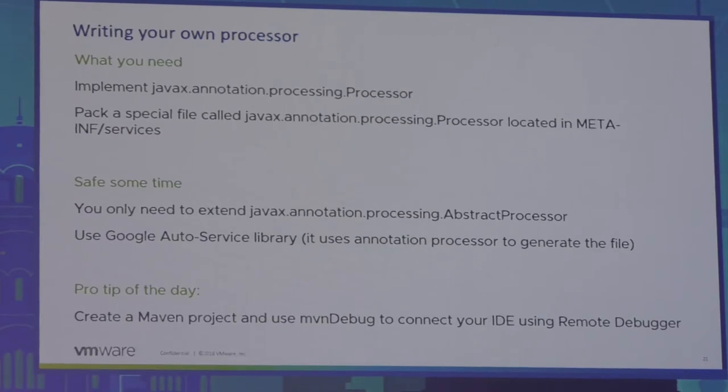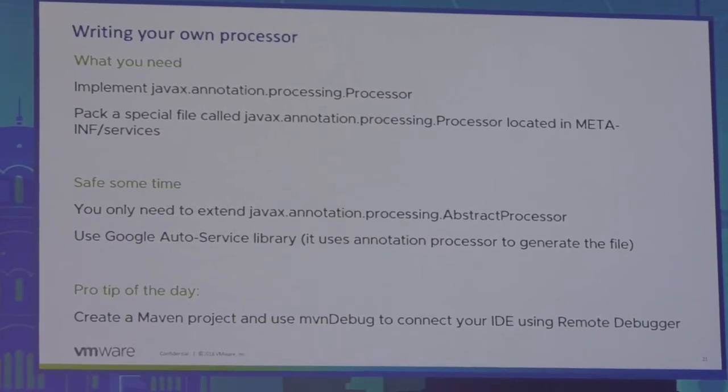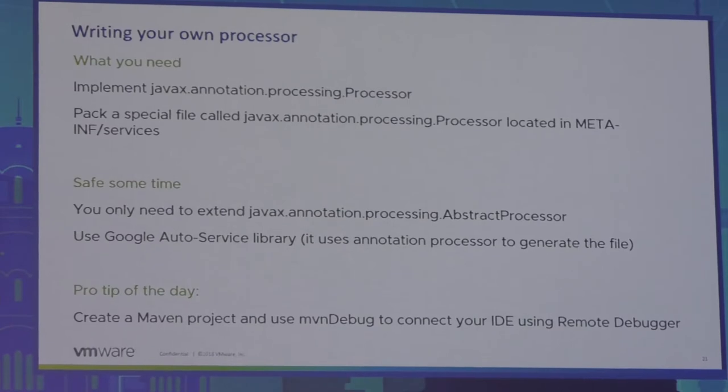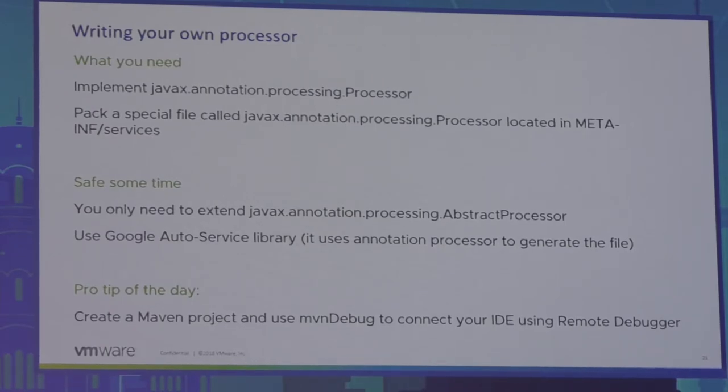To save some time, there are a couple of tricks. First, you only need to extend AbstractProcessor. It has a lot of predefined implementation-specific tasks. And also, you can use the Google Auto Service library, which has its own annotation processor that will generate the source file in META-INF and add your annotation processors in your jar, in your compile jar.